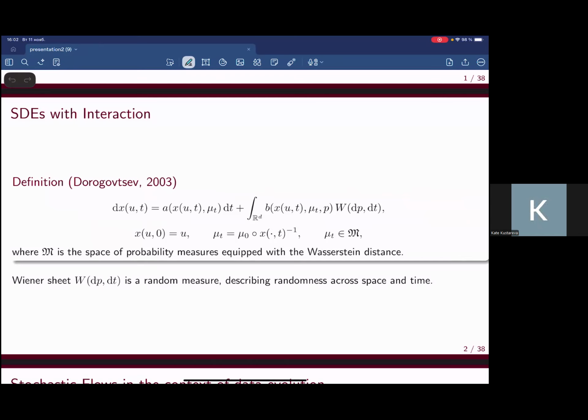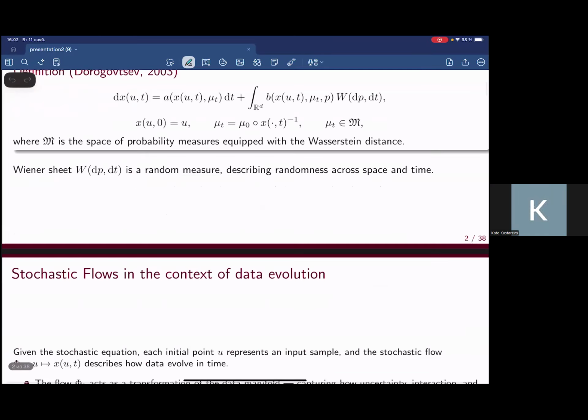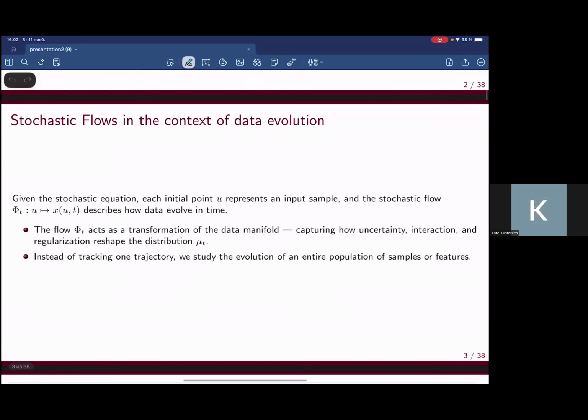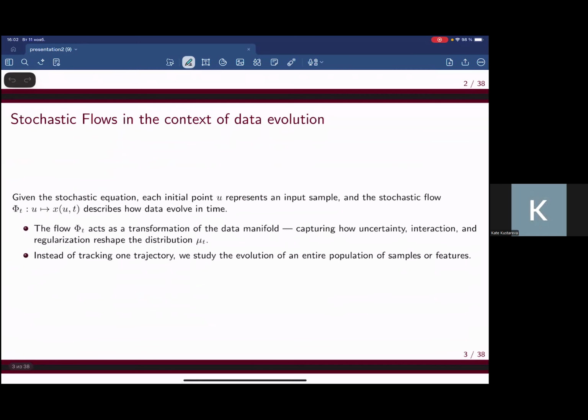And the W(dp,dt) represents a Wiener sheet over R^d times the interval 0 to infinity, and is a model of the random media. And I'd like to consider this stochastic equation in the context of data evolution. So here, suppose each initial point u can be viewed as an individual data sample, for example, a single observation or feature vector.